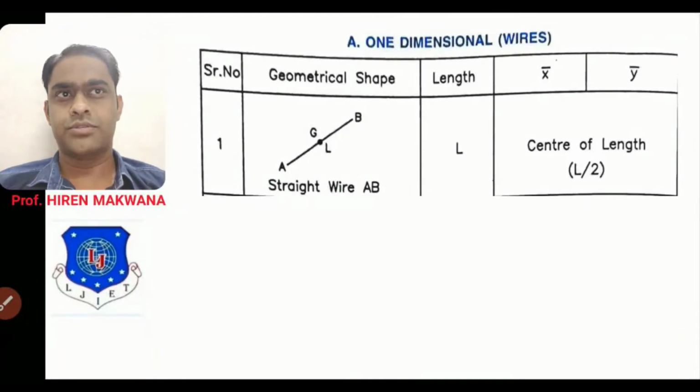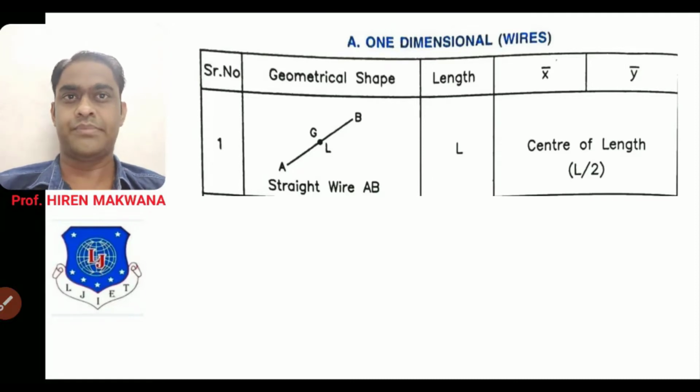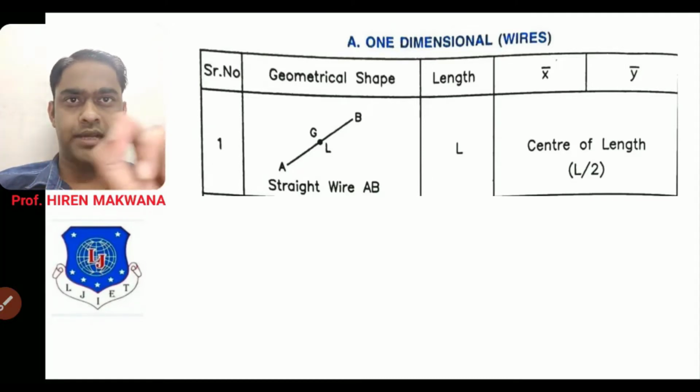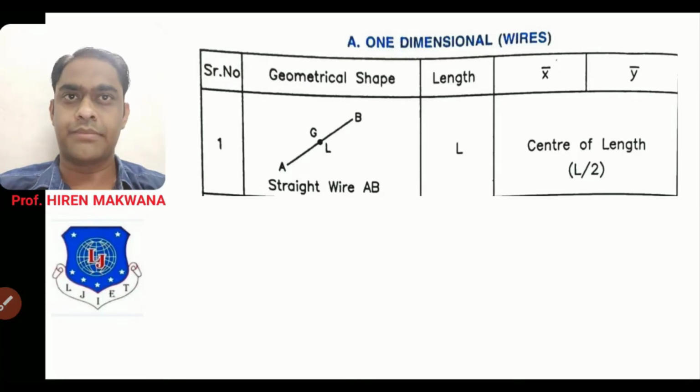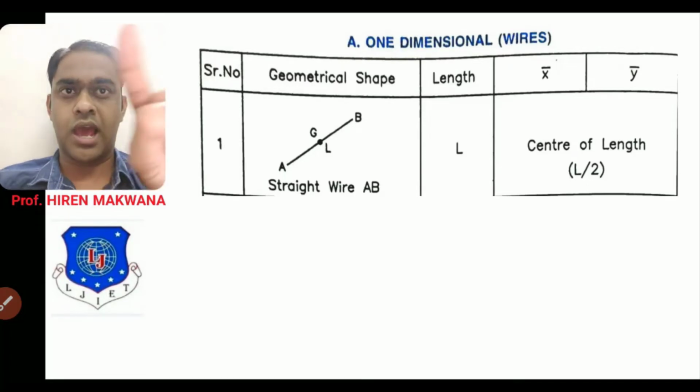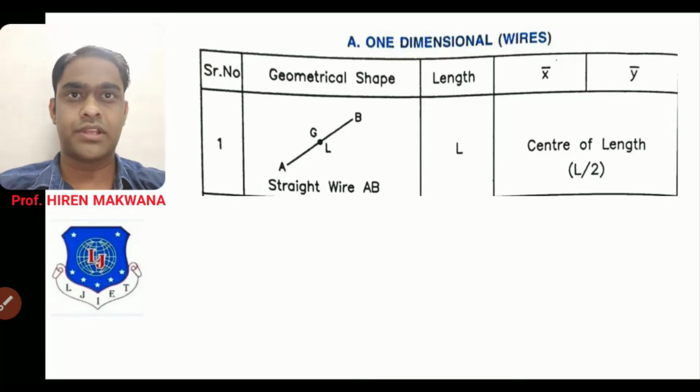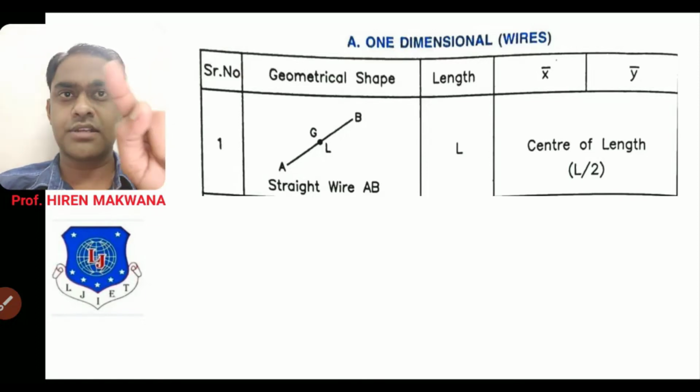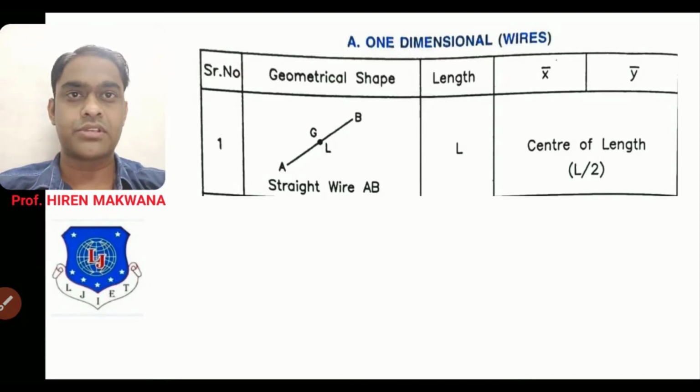Okay students, so today we will discuss the formulas of center of gravity for one-dimensional elements. One-dimensional elements means what? Means wires, means lengths. Suppose a straight line is known as one-dimensional element. Suppose a circular arc is known as one-dimensional element. Suppose a semicircular arc, a quarter circular arc is known as one-dimensional element.